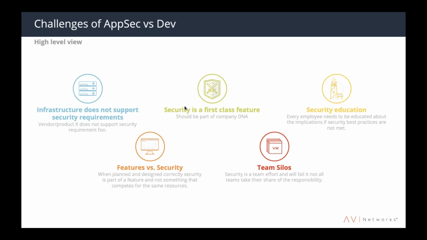And lastly, let's look at team silos. If a security team is very siloed and it will not share the responsibility of making the overall product safe, then it's likely to fail. And so teams need to share the responsibility, because we have a shortage of security folks in the companies, and we need to really share the responsibility there.